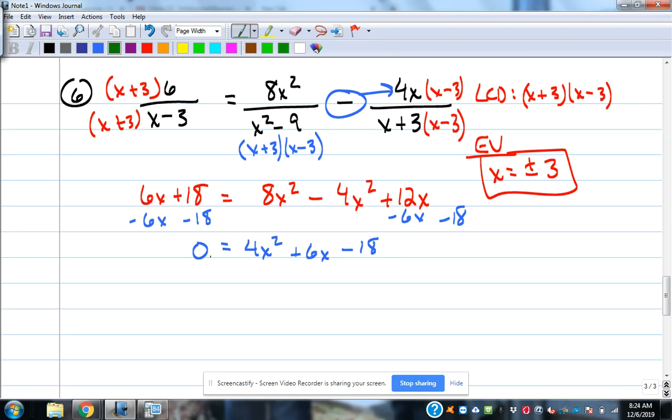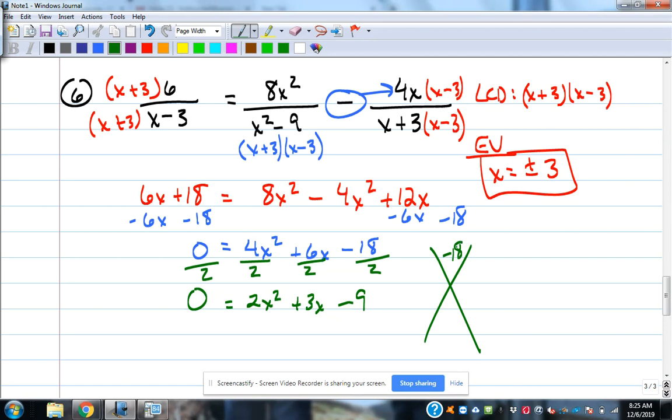Everybody's divisible by 2. That'll make my life easier if I just divide them. Get rid of it: 2x squared plus 3x minus 9. And then you could do the quadratic formula. That would work. Go for it. I'm going to factor it. 6 and negative 3. I can't take the shortcut, so I've got to go 2x squared plus 6x minus 3x minus 9.